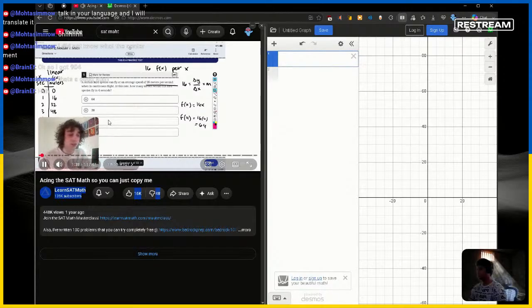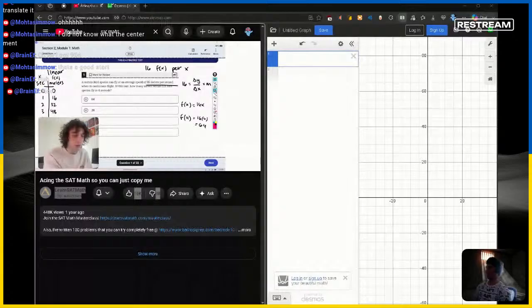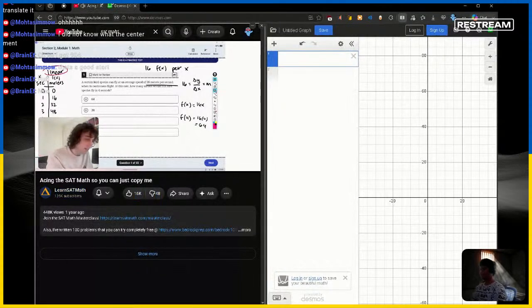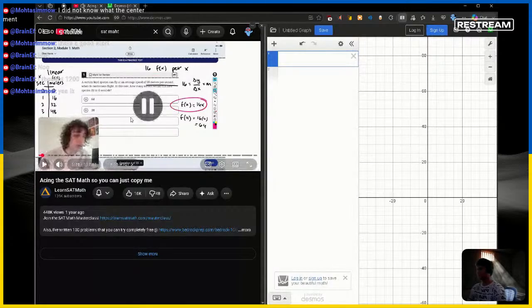I think it's incredibly helpful to be able to break down the scenario, identify that 16 is your slope or your rate of change, and then being able to set up the equation.